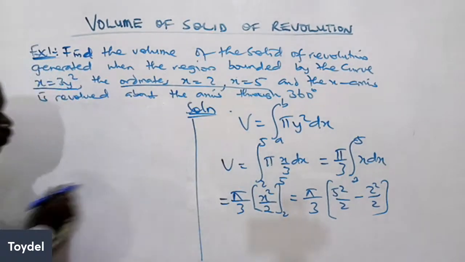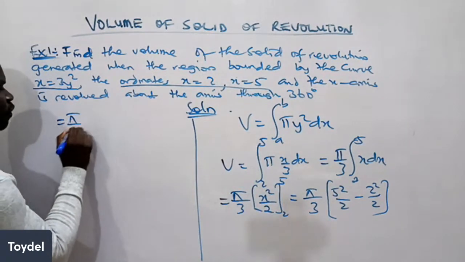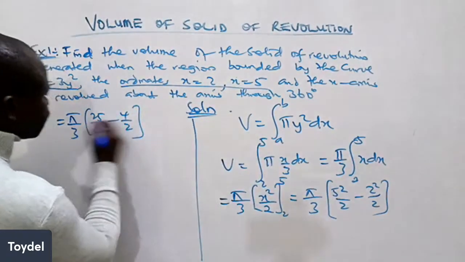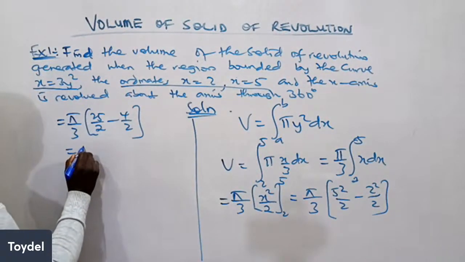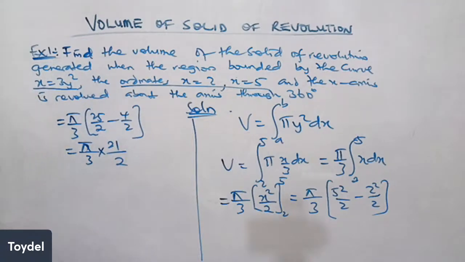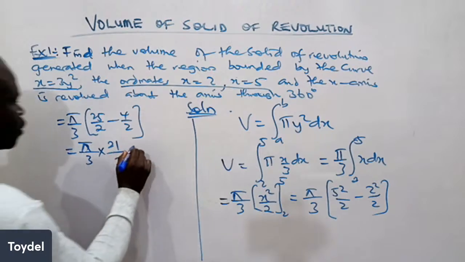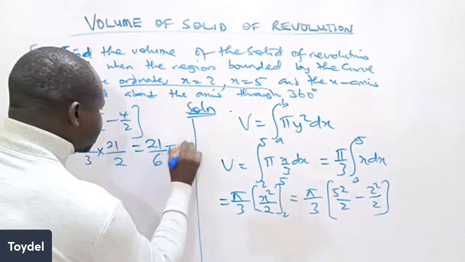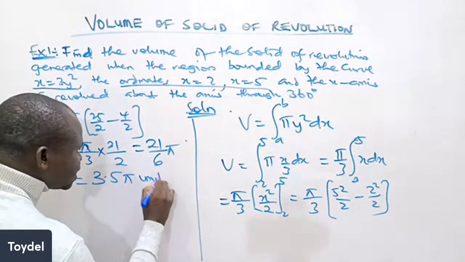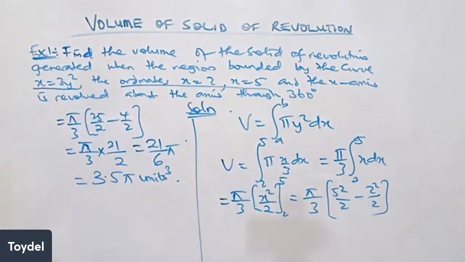So from there, we are going to have pi all over 3 into the bracket 25 all over 2 minus 4 all over 2. When we subtract that, we are going to have pi all over 3 multiplied by 21 all over 2. If you do that correctly, that is what we are going to get. At the end of the day, we are going to have 21 all over 6 pi, which is the same thing as 3.5 pi units cube. So that volume, unit cube or cube units, is still the same thing.